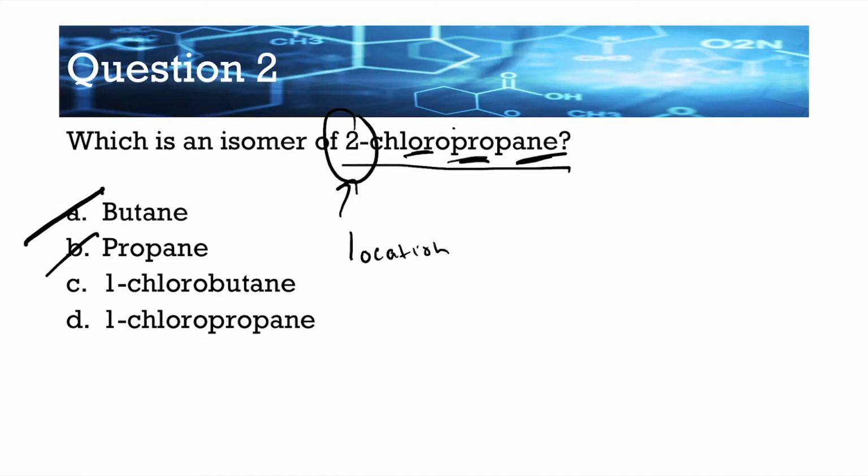So right off the bat, you can get rid of A and B and C, because this changes carbons, this changes the chlorine, this changes carbons and chlorine.